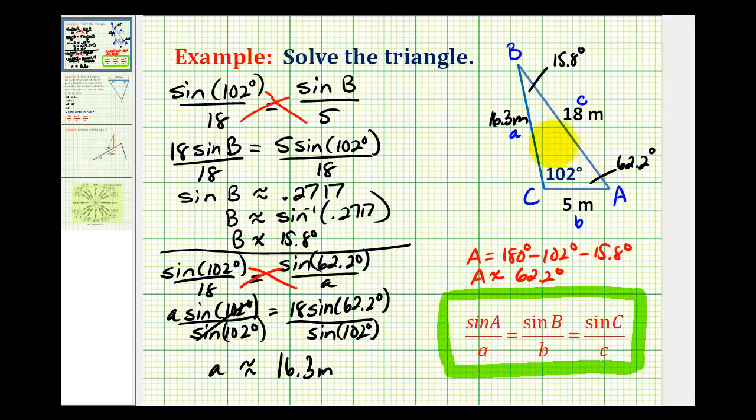And now we have the measure of all the angles and the length of all the sides, so this triangle is now solved. I hope you found this helpful.